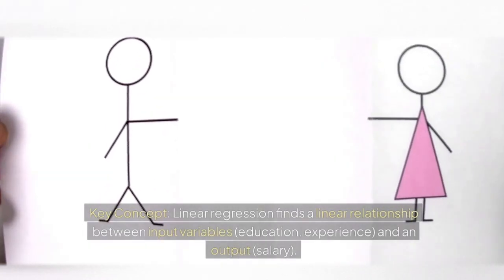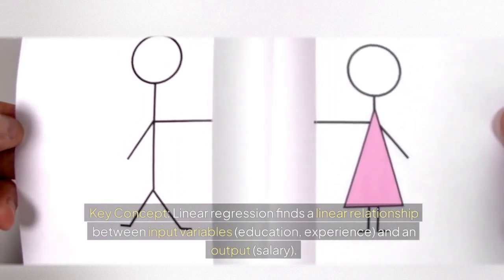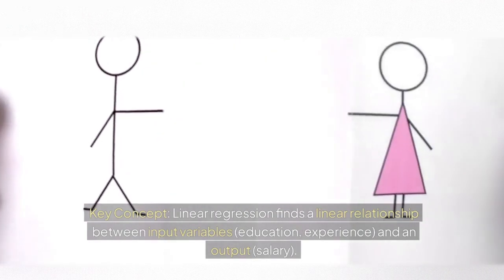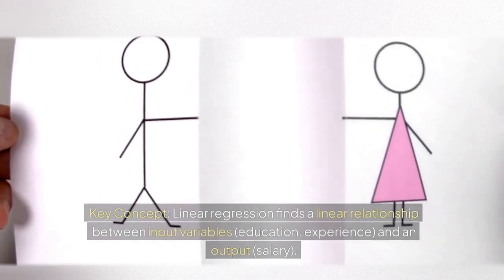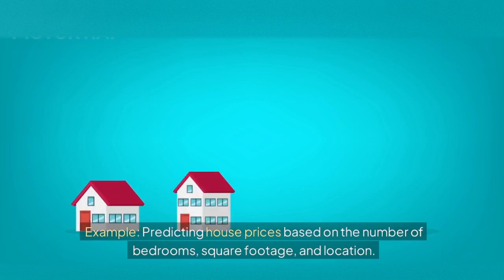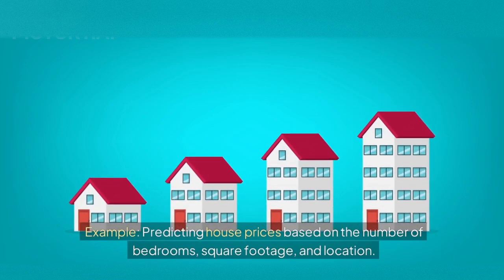Key concept. Linear regression finds a linear relationship between input variables, education, experience, and an output, salary. Example. Predicting house prices based on the number of bedrooms, square footage, and location.